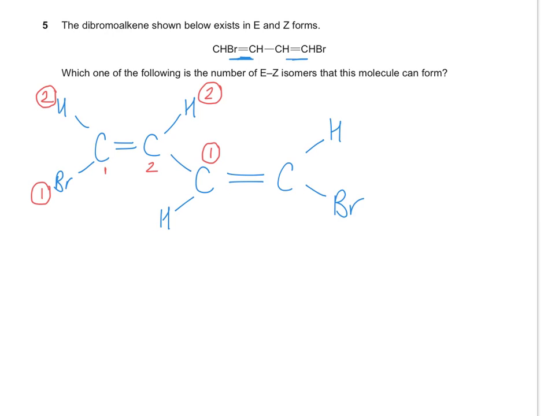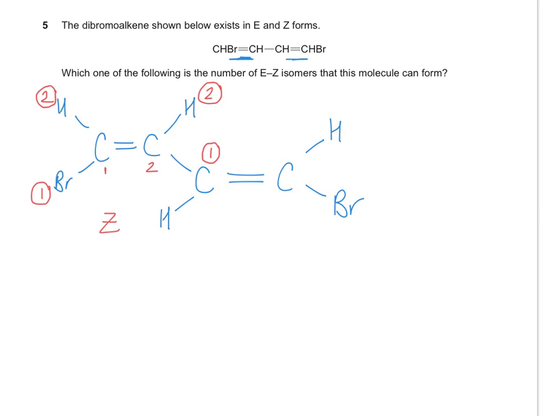So determining whether it's E or Z, if the highest priority groups are on the same side, it is Z, and if they are on opposite sides, then it is E. So again, think Z, same side. So here we have got the highest priorities on the same side, and so this double bond is Z.